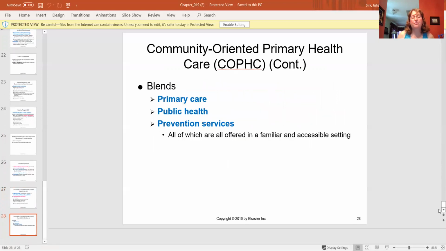And then also it blends primary care, public health, and preventative services, all of which are offered in a familiar and accessible setting. So if you guys ever get the chance to practice in a rural type setting like that, it's going to be very beneficial to that community. You're going to be making a huge difference. So just kind of think about that in the future, if that would be something you'd be interested in. That would be really beneficial.